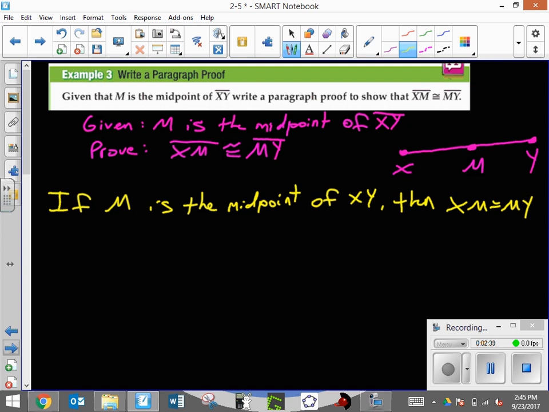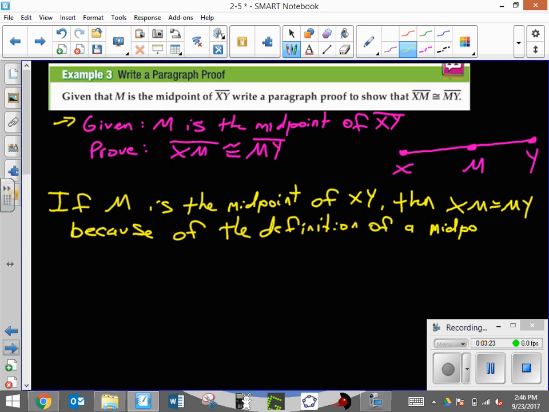Okay, notice how I started my statement. I said if, using the given up here, I started with that, and then I wrote something after that. So once I know that M is the midpoint of XY, then XM is equal to MY. That's my statement, but now I need to give a reason for that. My reason for that is because of the definition of a midpoint. So I'm going to say if M is the midpoint of XY, then XM is equal to MY because of the definition of a midpoint. So I gave my statement, and then I gave a reason. There's my first sentence.